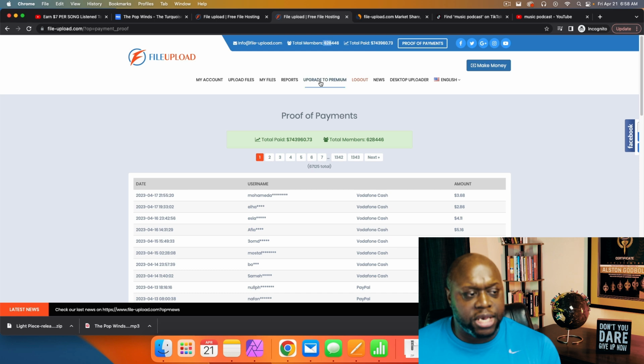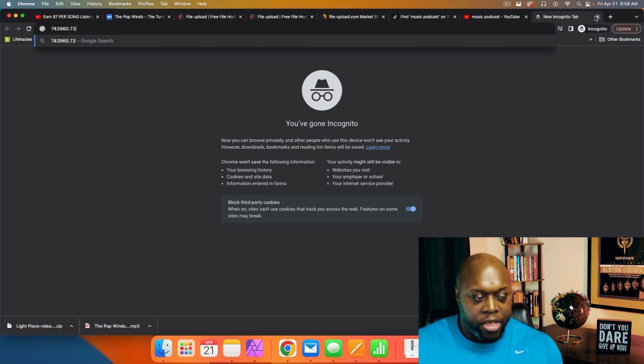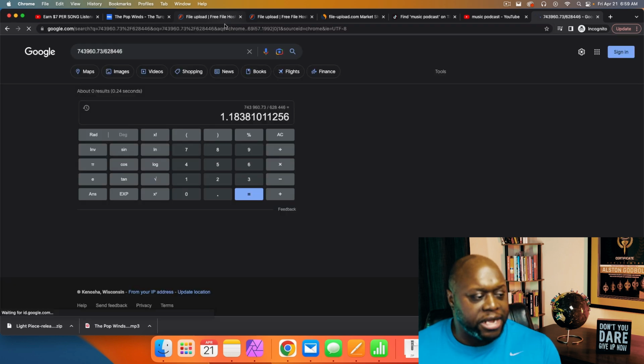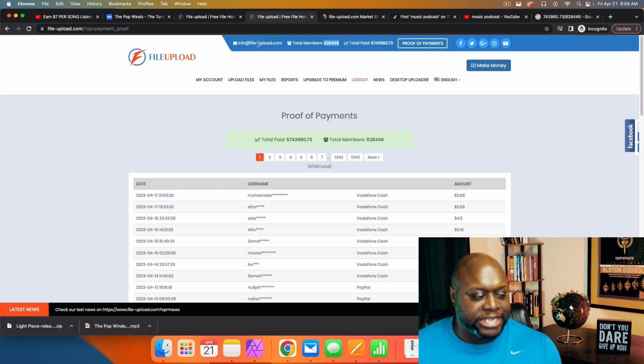Now, according to this website, fileupload.com, they have over 628,000 members, and their payout is $743,000. So if we just did the math, that's about a dollar per person. Again, think about this logically. Is this something that people are going to do? And just to check my math here, because it's important to be accurate. If we take the total number paid out and divide it by that, that's about $1.18 per person. So for every person that has signed up, the average amount is $1.18.